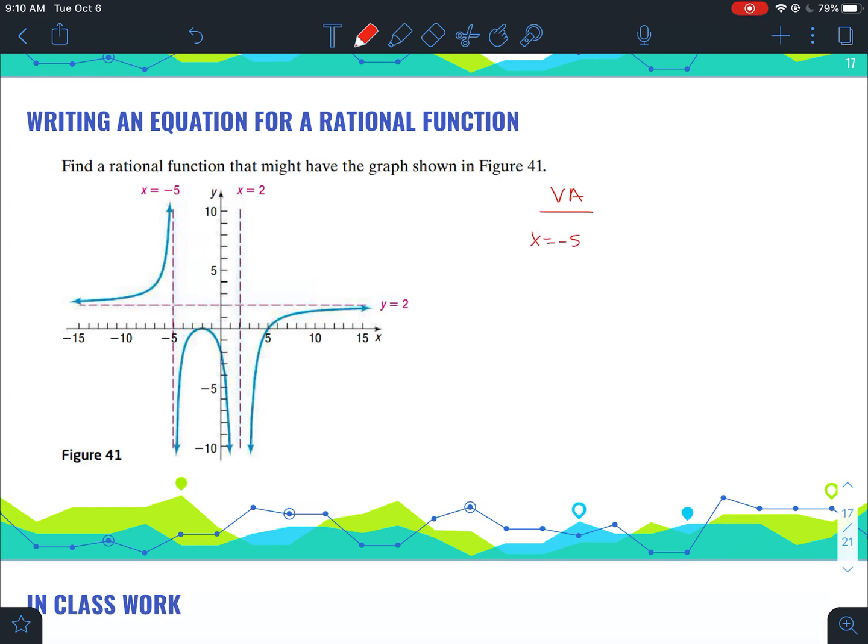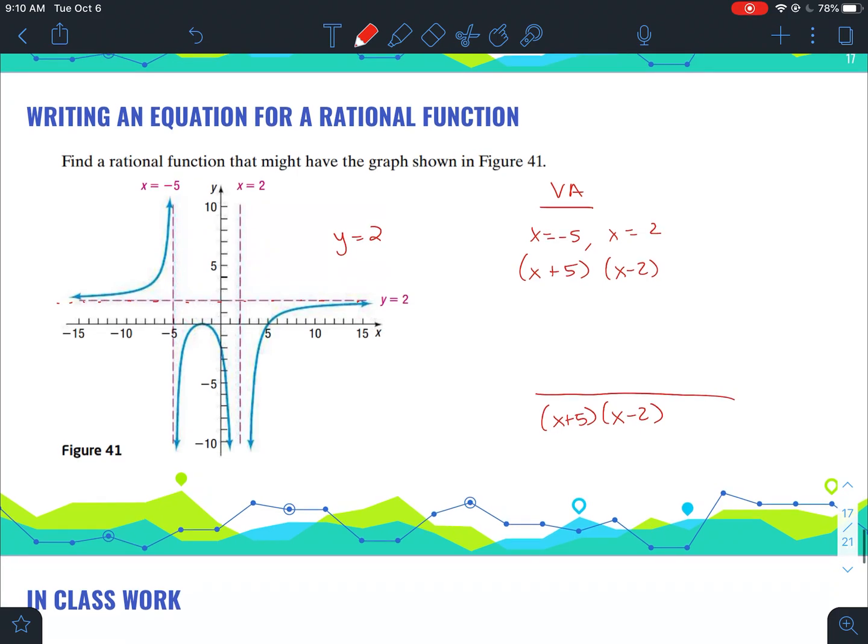All right, so what if we want to write an equation for a rational function? Let's start with the vertical asymptotes. My vertical asymptotes on this graph are x equals -5 and x equals 2. That means if I put them back in the parentheses, I'd get x plus 5 and x minus 2. And remember, vertical asymptotes occur in the denominator. So x plus 5 and x minus 2 have to be in the denominator for those to be vertical asymptotes.